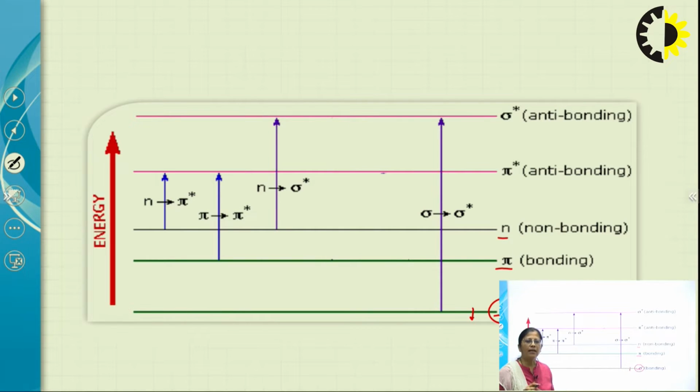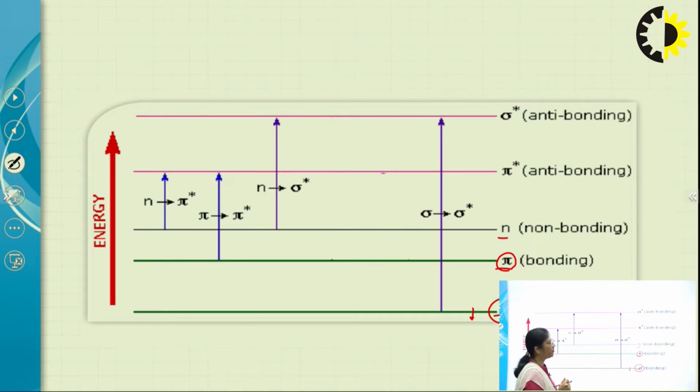Which means that you require a higher amount of energy to excite these electrons from the ground state to the excited state. The next energy, a little bit higher, is occupied by the pi electrons, and the non-bonding electrons, which are free electrons or lone pair of electrons, have maximum energy.